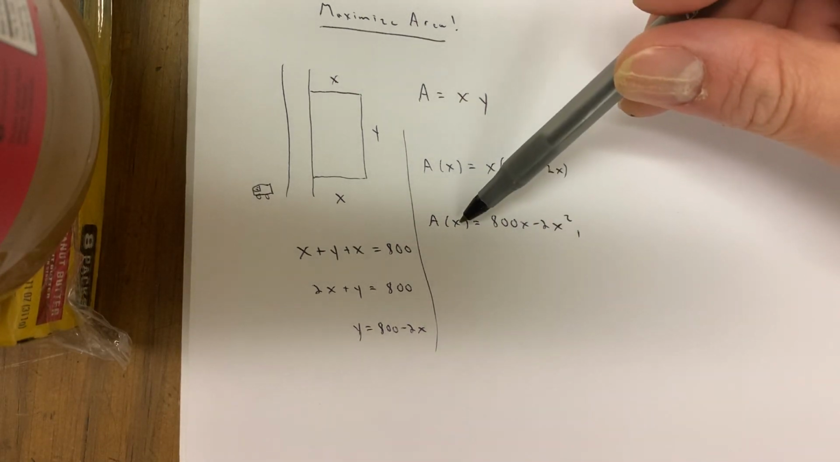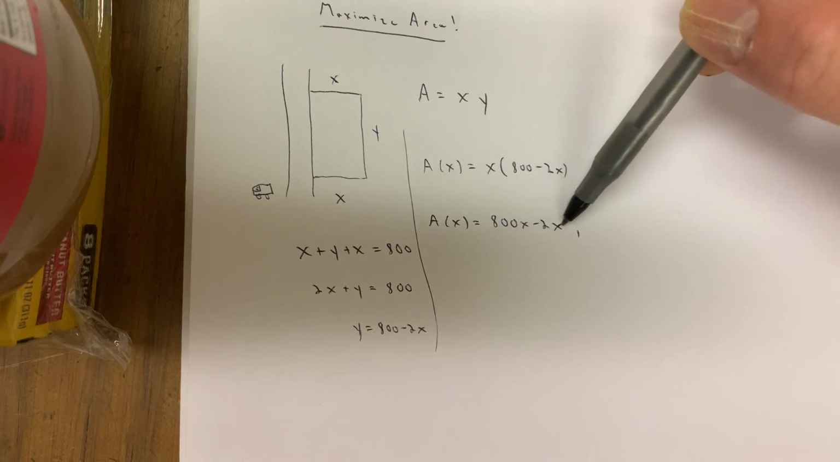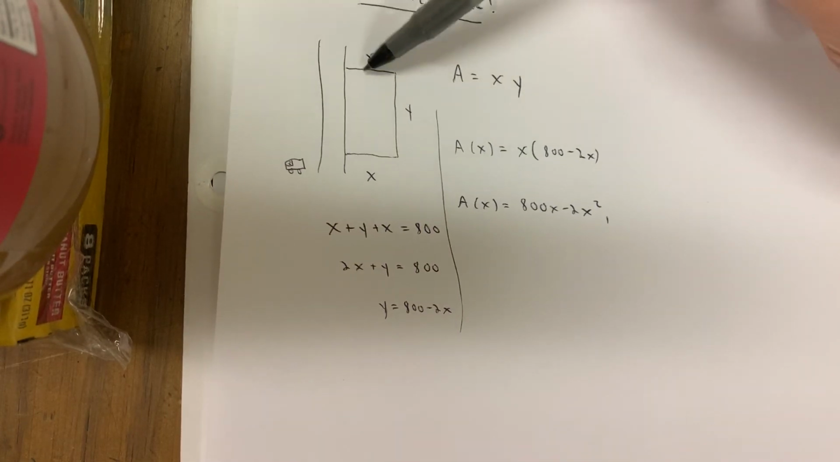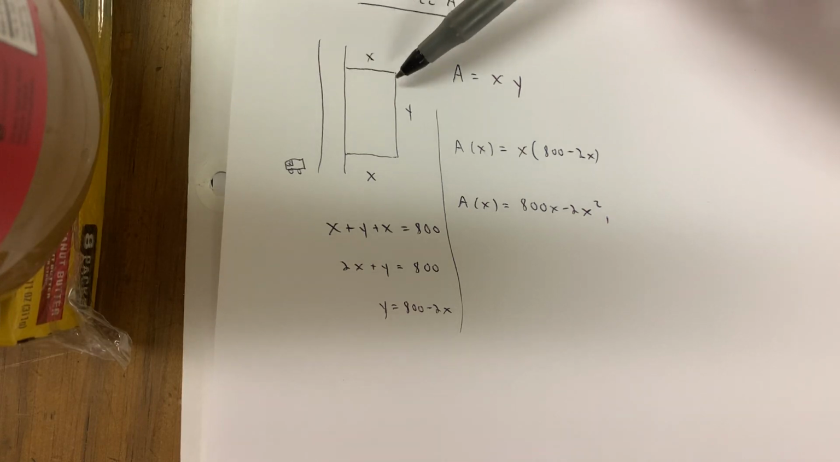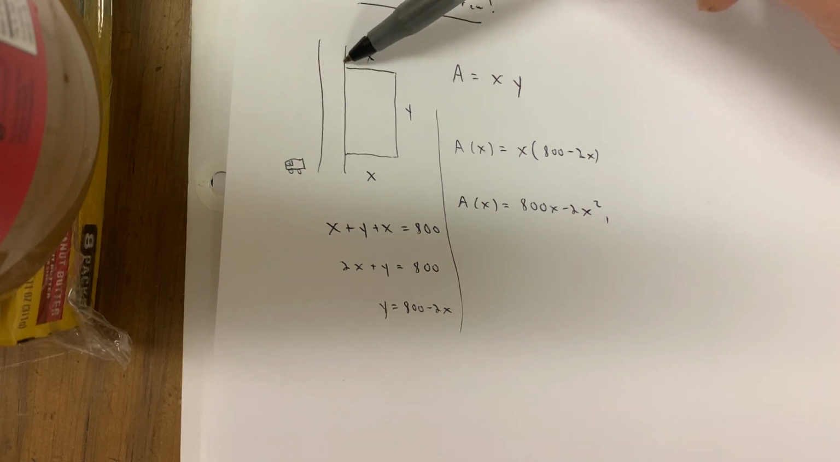The domain, this is a function of x. The domain has to be in terms of x. And think about what you know about x. X is a distance. This distance right here, x has to be at least greater than 0, right? Technically, x could equal 0.